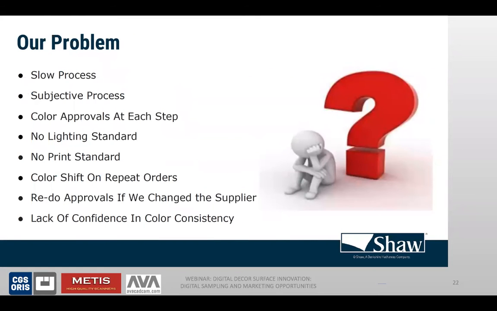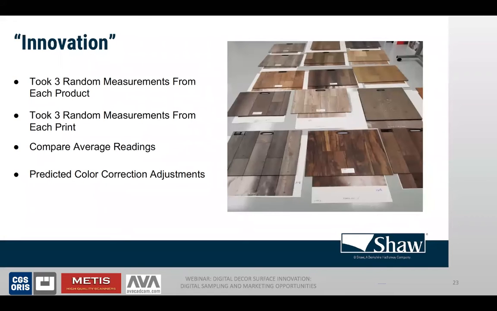And then they evaluated their situation. The sample department is quite slow. It's quite manual. There's a lot of cutting and gluing and photo shoots, color approvals at every step. There are things that they didn't realize they didn't have. One studio uses one lighting, another studio uses another lighting. One printer uses one method of printing, another printer uses another method of printing. And so Shaw said, let's look at these problems through our guiding principles. So they took a stab at it.